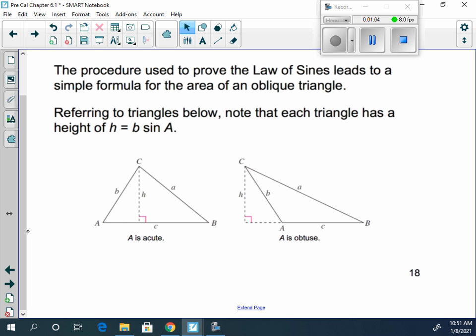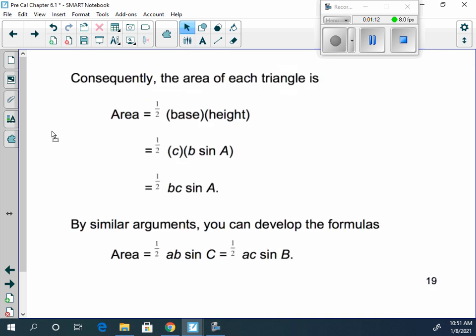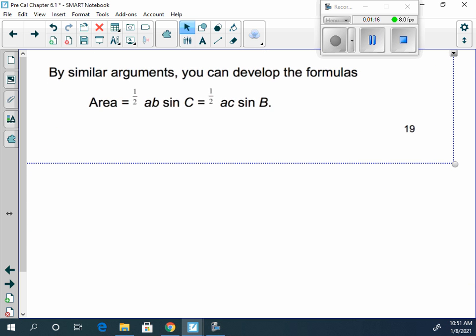And we could find that by h is equal to b sine of a. And using the law of sines, we get this here. Area for an oblique triangle is equal to 1/2 ab sine of c, which is equal to 1/2 ab sine of b. Or we can have 1/2 bc sine of a.